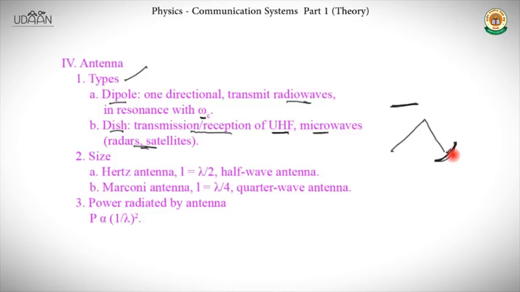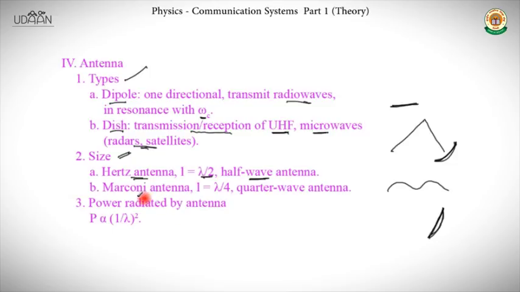So next we have the size of the antenna. So one basic thing that you need to remember for the size of the antenna is that it is nearly of the order of the wavelength. So for higher wavelengths we need a bigger antenna. So here I'll talk about two types of antenna. One is the Hertz antenna, also known as half wave antenna, because the length of this antenna, let's say the aperture or the length, would be equal to lambda by 2. Lambda is the wavelength.